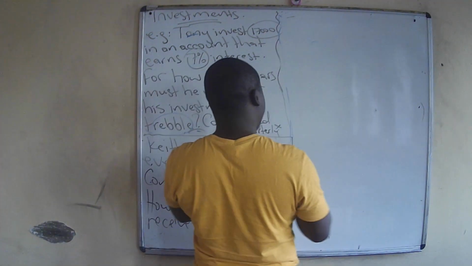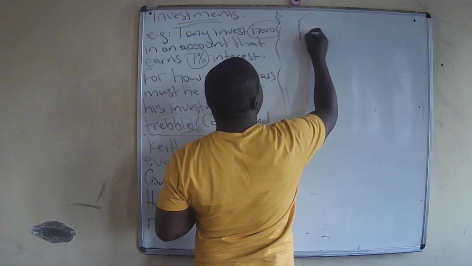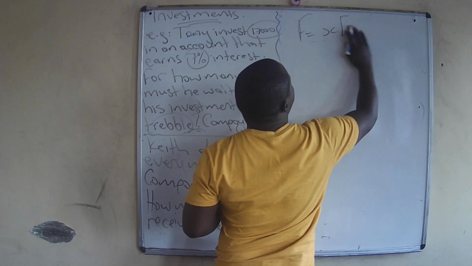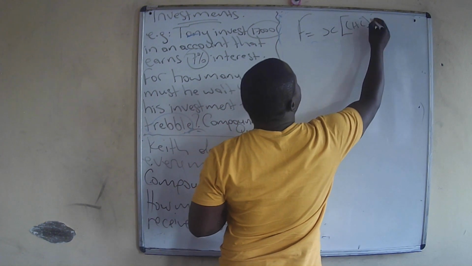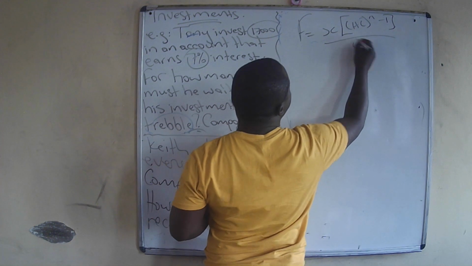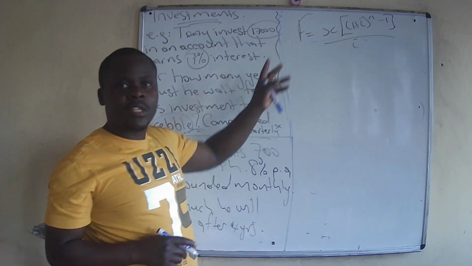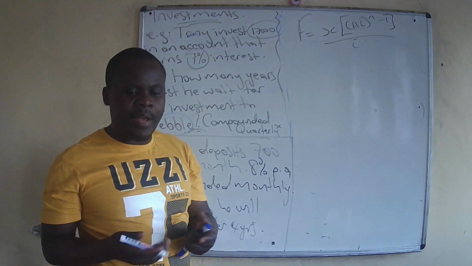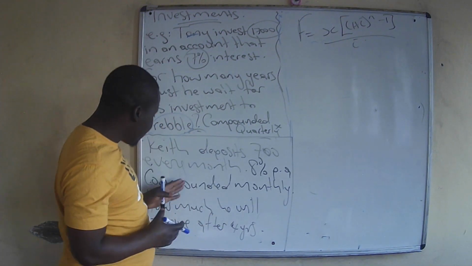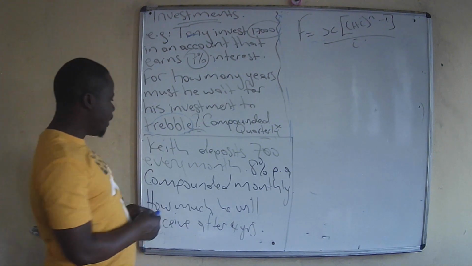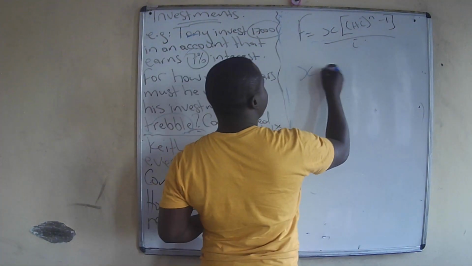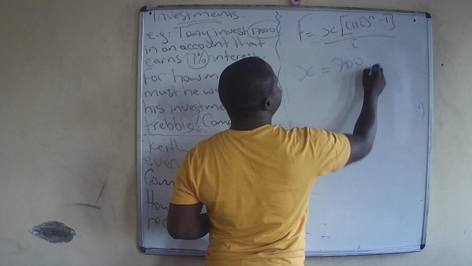So the future value formula is such that F is equal to X times (1 plus i) exponent n, subtract 1, everything divided by i. This is the formula we shall use. Already we have identified our formula. The next step is to collect the data for Keith. For Keith, he is going to deposit 700 rand every month. So X in this case is 700 rand.